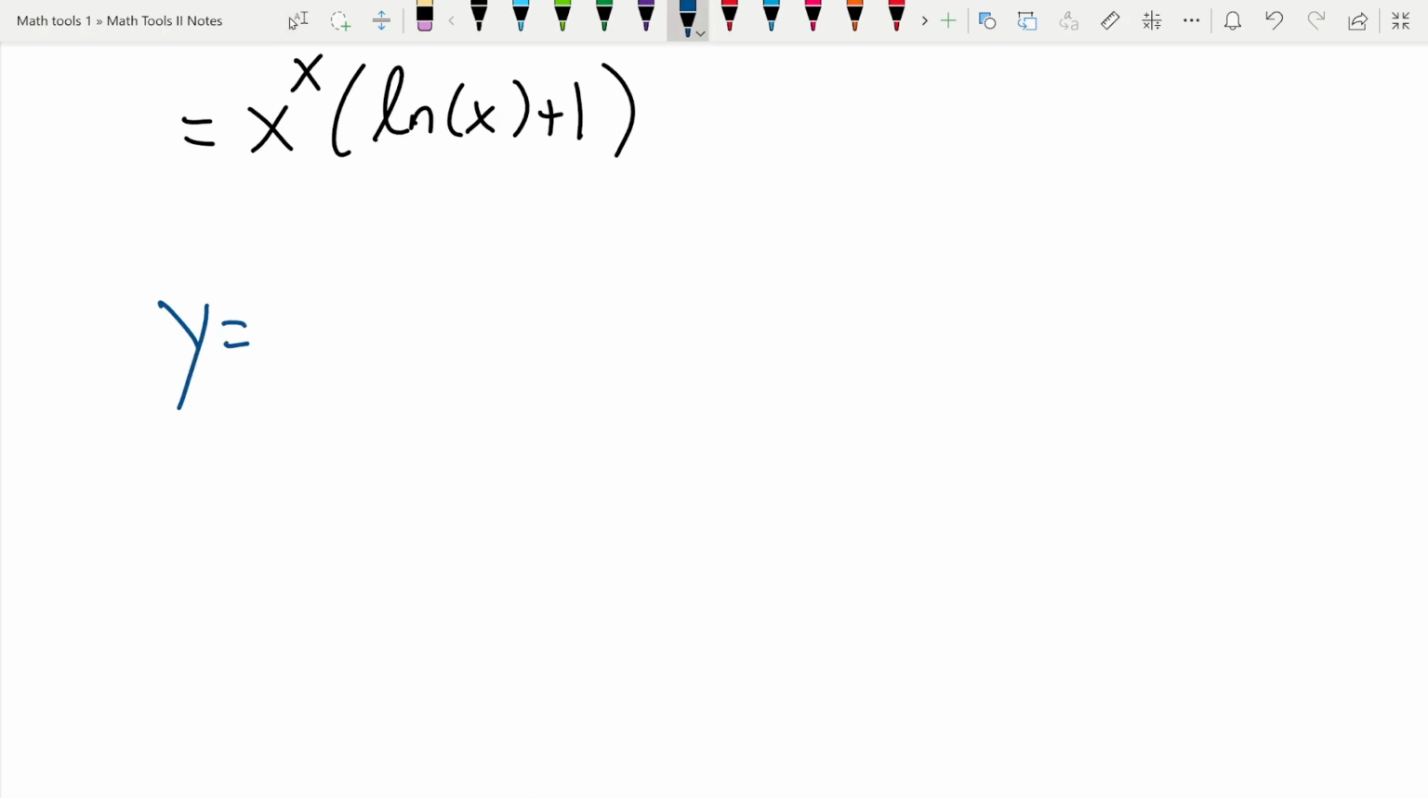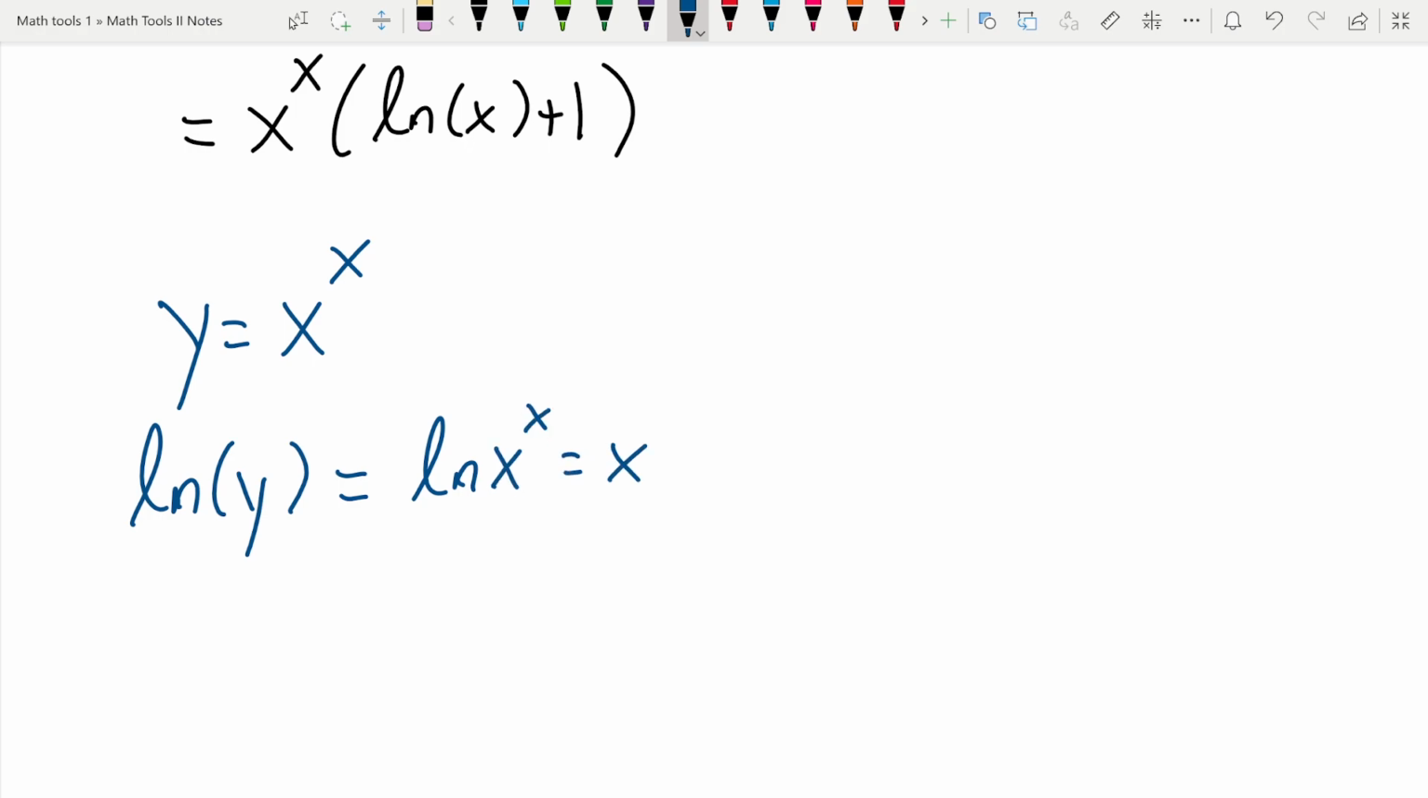So usually we use the y notation for it. If we have y equals x to the x, then we take the natural log of both sides first. Natural log of y equals natural log of x to the x, which is x natural log of x. And then we take the derivative of both sides. When we do this on the right side, it's straightforward enough, right? We just get the same thing we got before.